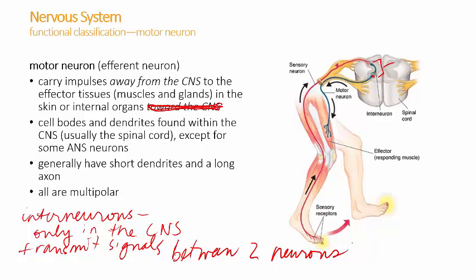Hence the name interneuron. And so they can be in pathways that connect sensory neurons to motor neurons. And they tend to be multipolar neurons with very short dendrites, and the axon may be long or short. So in the case of this one here in the spinal cord, it's a fairly short axon, and these interneurons make up about 90% of the neurons in the body.